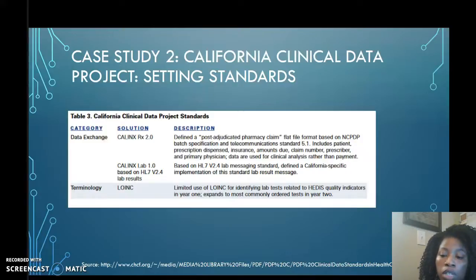The project was initiated in 2004, and it included 2 work groups, one for the lab and one for the pharmacy, which was also completed in 2 different phases. And on the screen here we have the 2 different data standards that were used in this project. So we have the data exchange and the terminology.